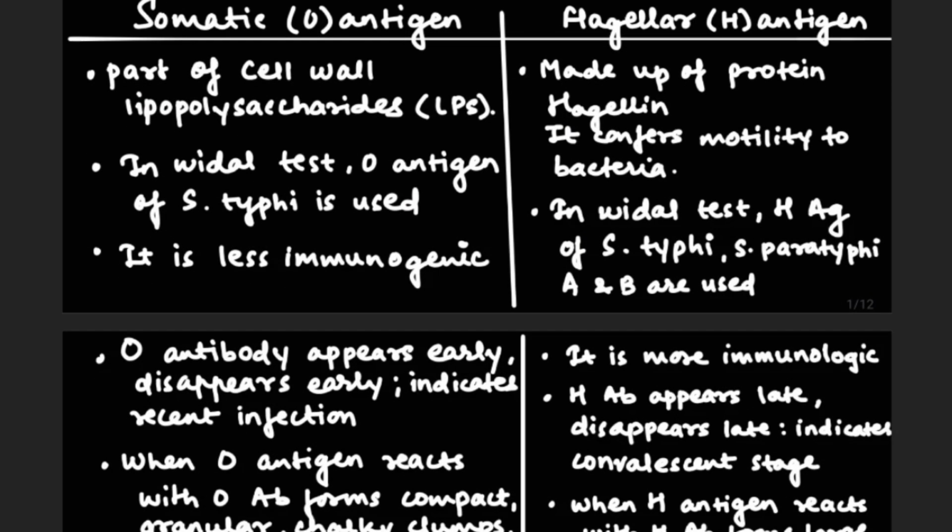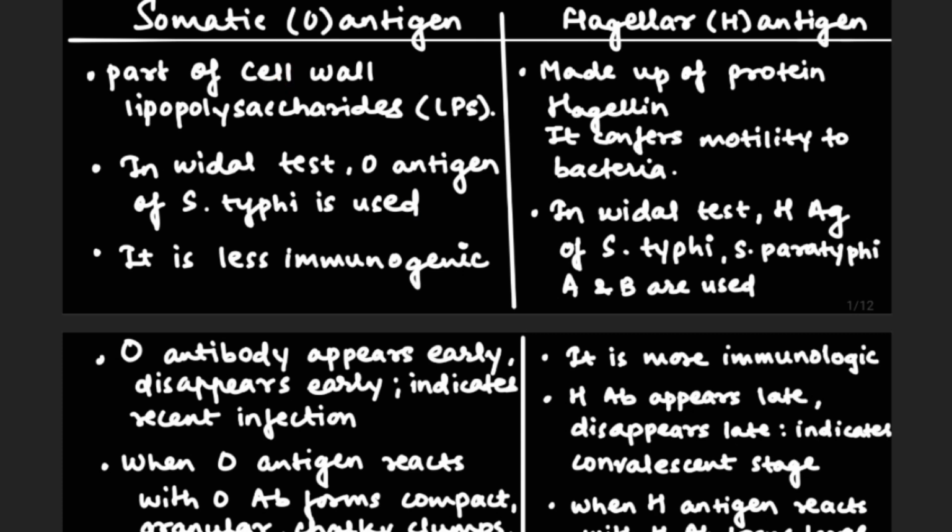Now let's see about the somatic antigen and flagellar antigen. Somatic antigen is part of the cell wall lipopolysaccharide. Flagellar antigen is made up of the protein flagellin, which confers motility to bacteria. In the Widal test, the O antigen of S. typhi is used, but for the flagellar antigen, the H antigen of S. typhi and S. paratyphi A and B are used.